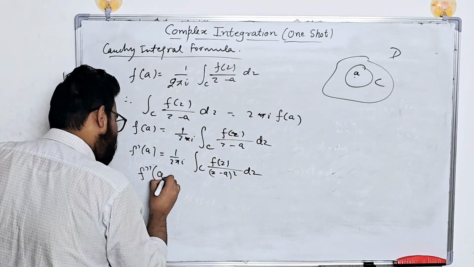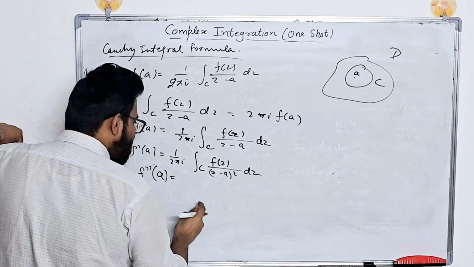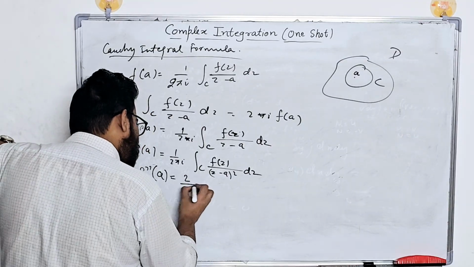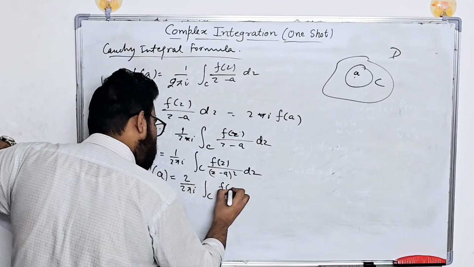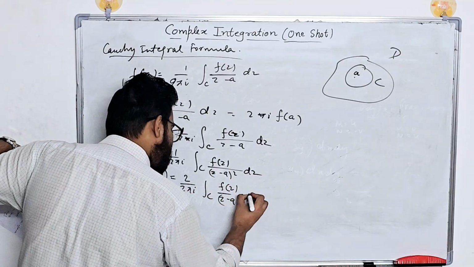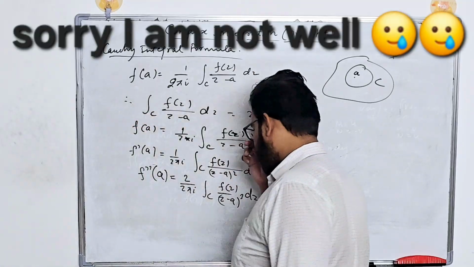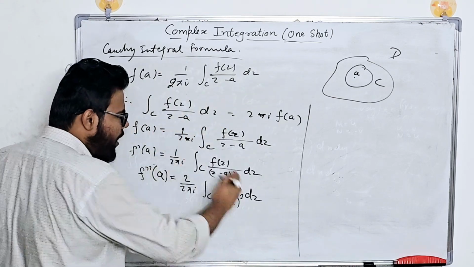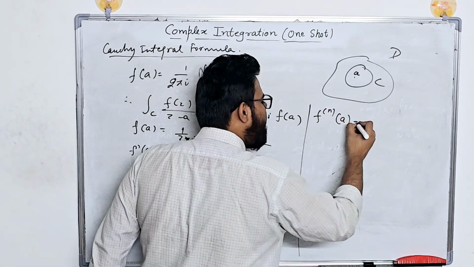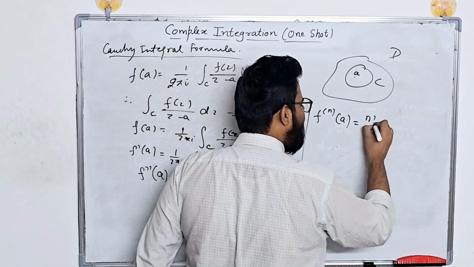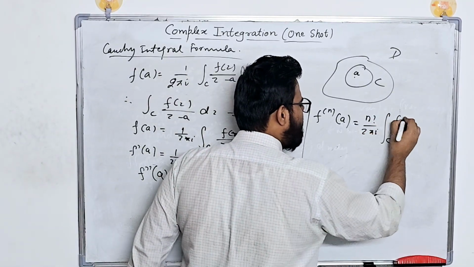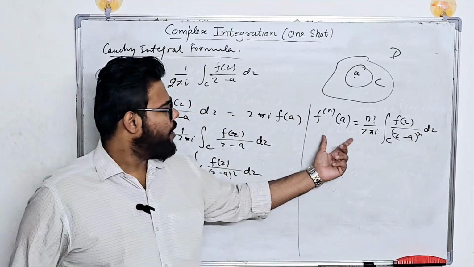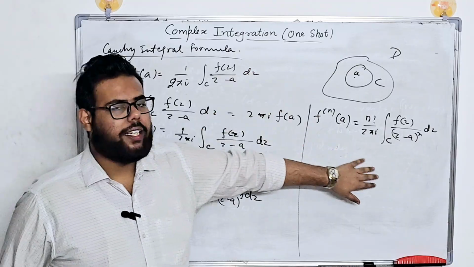Now let's take the second derivative. It will be z minus a raised to power negative 3, so it will be 2 by 2 pi iota times the integral of f of z over (z minus a) whole cube dz, right? Now let's take the derivative n times. The nth derivative of f at a is equal to n factorial over 2 pi iota times the contour integral of f of z over (z minus a) raised to power n plus 1 dz, right? So this is another way of writing this. It is for the general case, right?